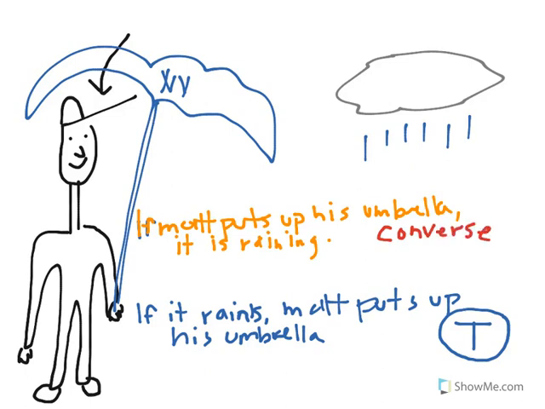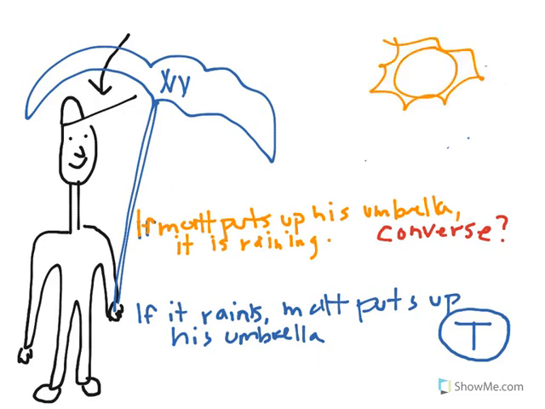And the question is, is it always true? Well, the answer is no. Matt putting up his umbrella doesn't make it rain outside. For example, let's just say it was a beautiful sunny day outside, and Matt was concerned about getting too much UV on his delicate skin. He might put his umbrella up to protect him from the sun. So the converse is not necessarily true.